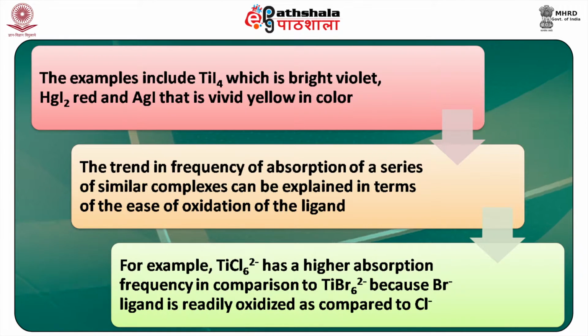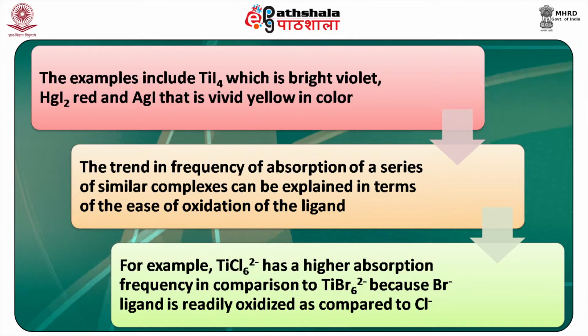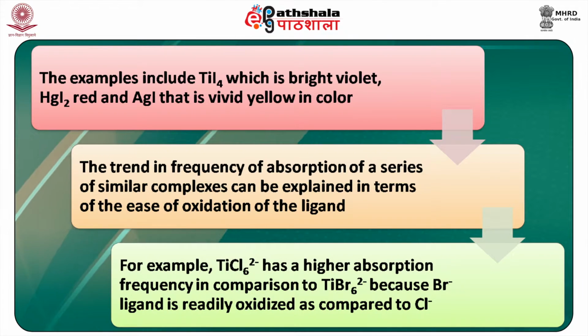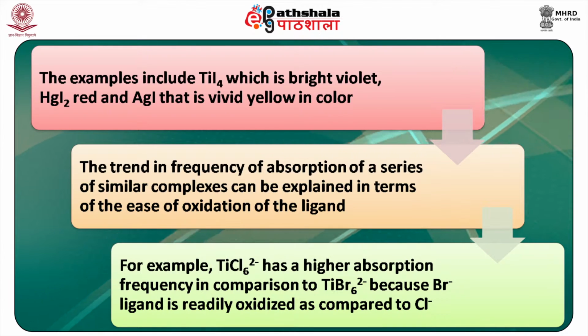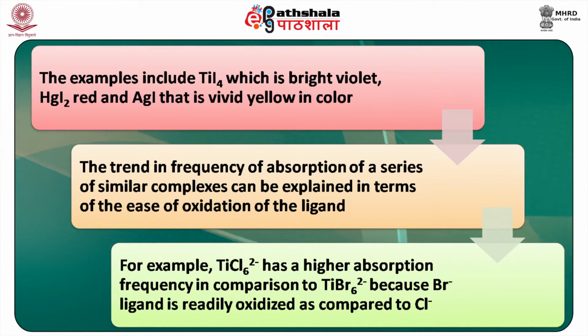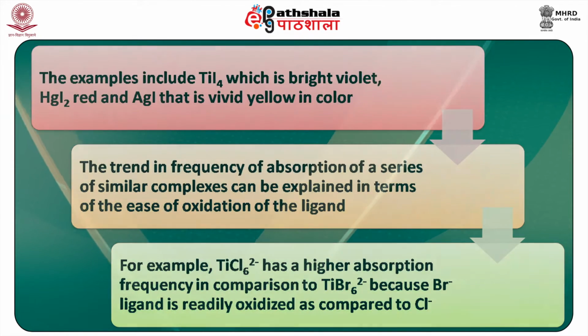The trend in frequency of absorption of a series of similar complexes can be explained in terms of the ease of oxidation of the ligand. For example, TiCl6 2- has a higher absorption frequency in comparison to TiBr6 2- because bromide ion ligand is readily oxidized in comparison to the chloride ion.